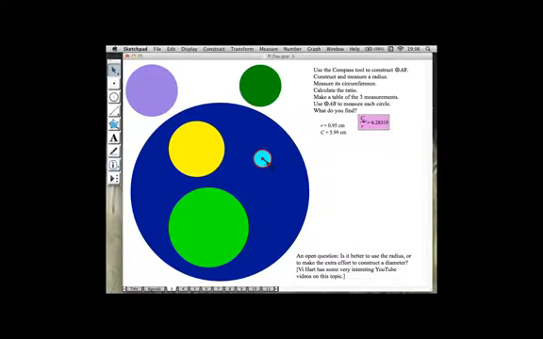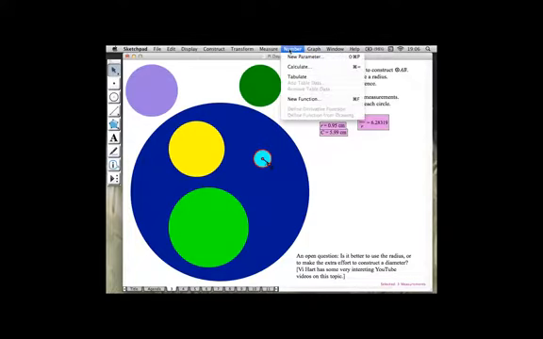Scott, can I interrupt for just a second? Yes, indeed. Could you close your formatting bar if you don't need it? It's kind of distracting. Yep. Thank you. Thank you. Okay.